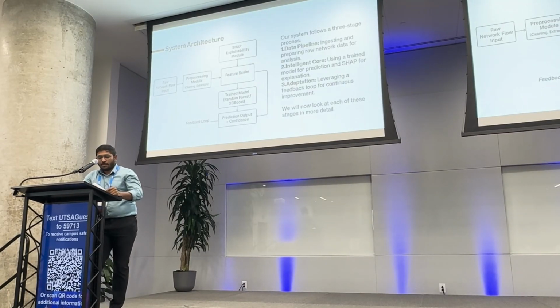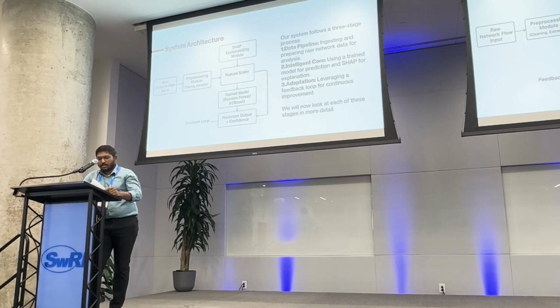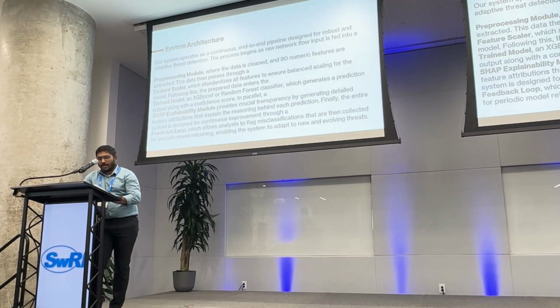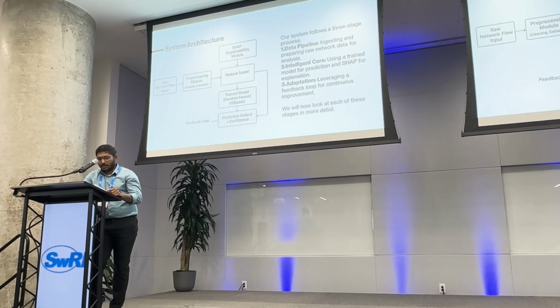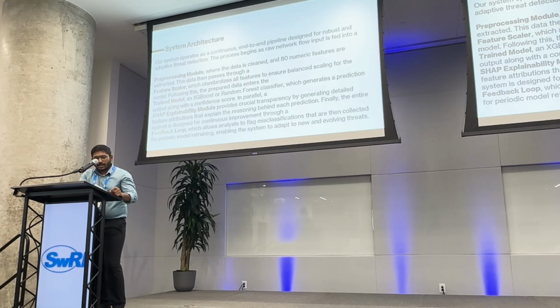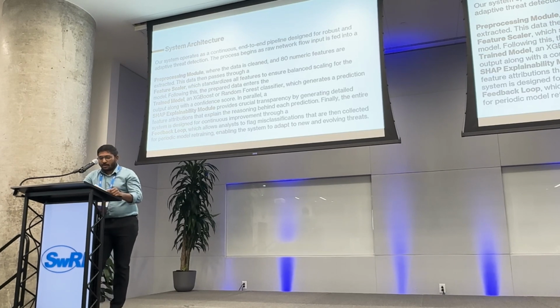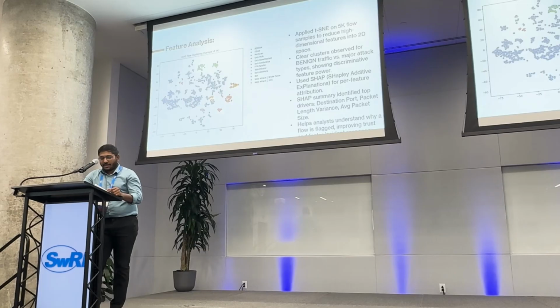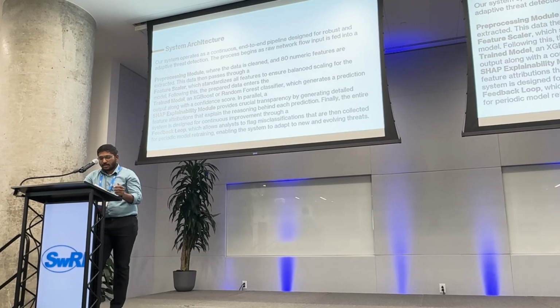Coming to the system architecture, our system follows a three-stage pipeline. First, data ingestion and preprocessing. Second, the intelligent core with a trained model and SHAP explainability. And third, the adaptation stage through a feedback loop. This modular design makes the pipeline flexible and scalable, where new algorithms or new data structures can be plugged in without rebuilding the system.